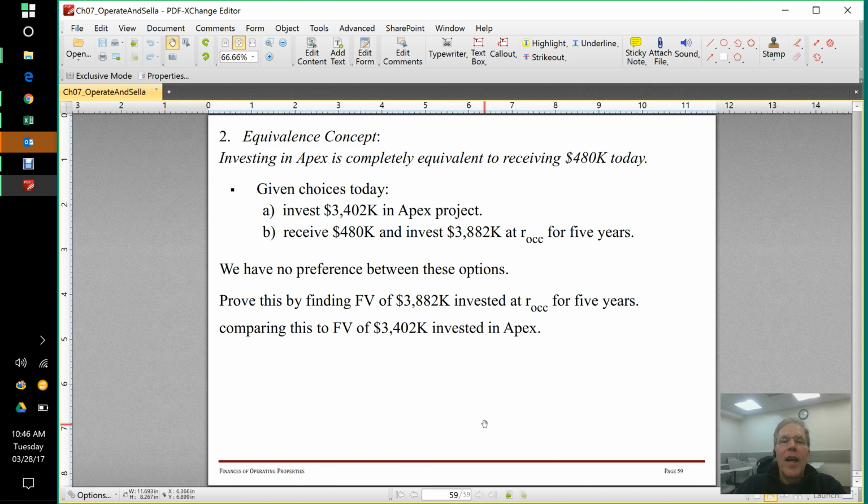Okay. And the second thing that we can say using the equivalence concept is investing in Apex today is completely equivalent to receiving $480,000. And you can convince yourself of this by saying, what if we invest this in the Apex project, and compare this to receiving $480,000 and investing it, adding that to 3.4 million at 7% for 5 years, the money grows to the same amount in 5 years.